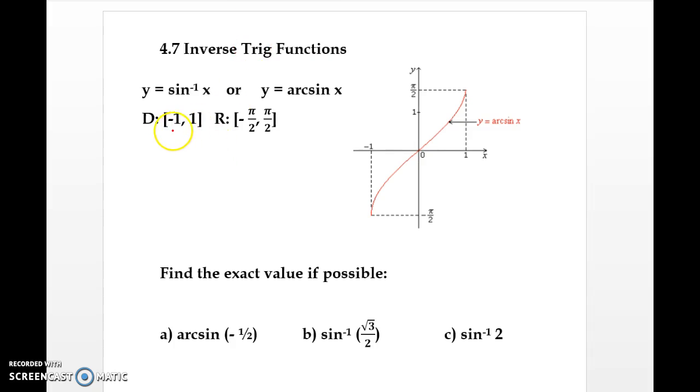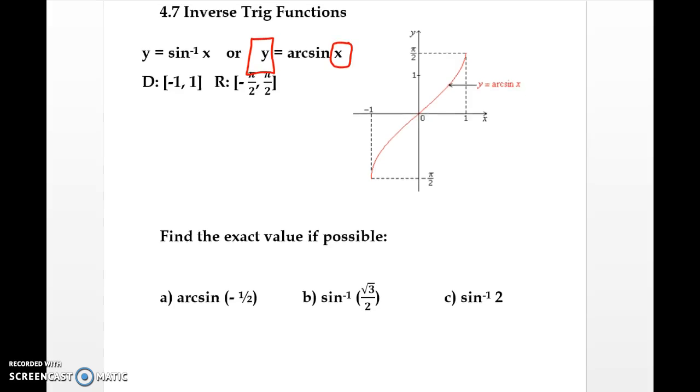For sine, the domain is -1 to 1 and your range is negative pi over 2 to pi over 2. So if I say arc sine of x equals y, whatever number is here, we have to make sure it's in the domain from -1 to 1. Whatever number is here equals to on the y, we have to make sure it's in between negative pi over 2 to pi over 2.